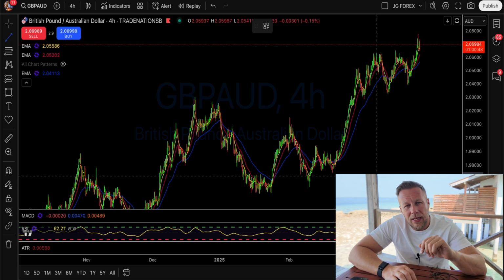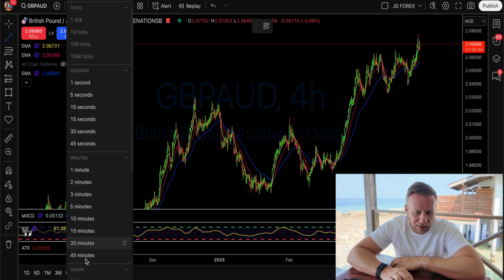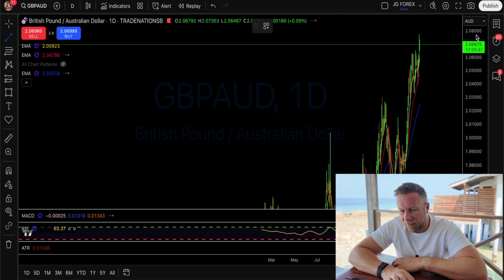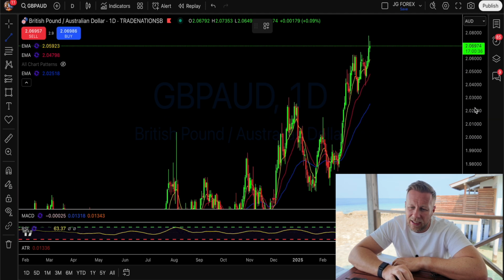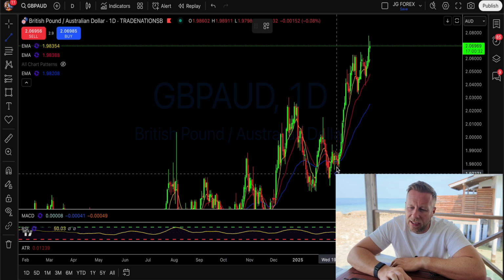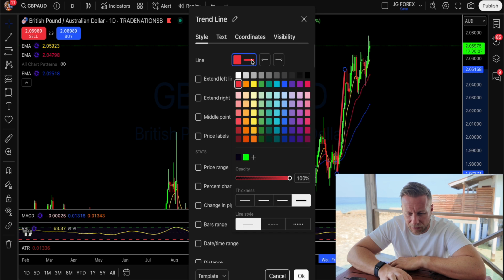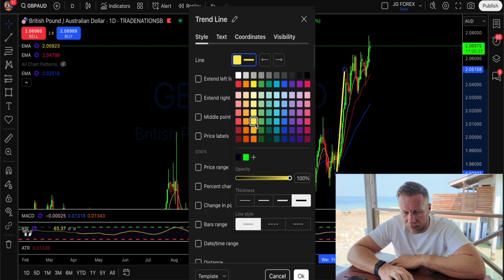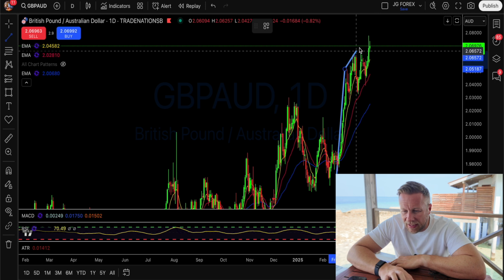Well, straight away, because I've been doing this a little while, let's go to the daily time frame. Straight away, what I can see already is what we call an ascending channel. We've got this big flag situation. I'm just going to recolor this a different color so it's a bit more visible. Let's go for yellow. No, let's go for blue. There you go. You can see here that we've got this ascending channel.